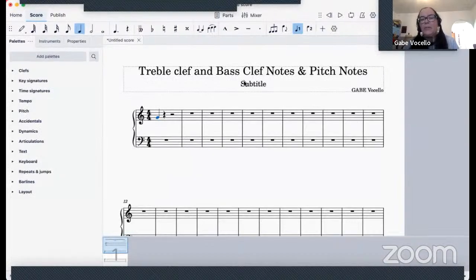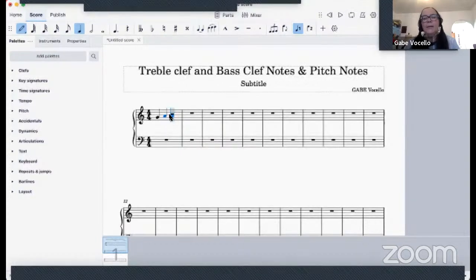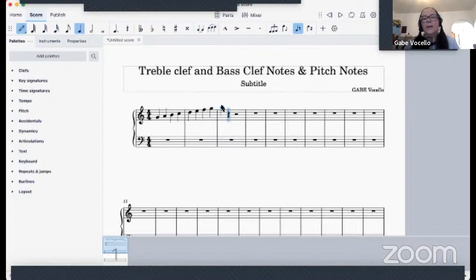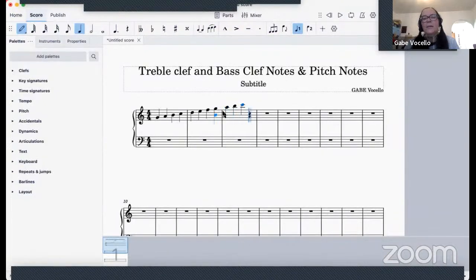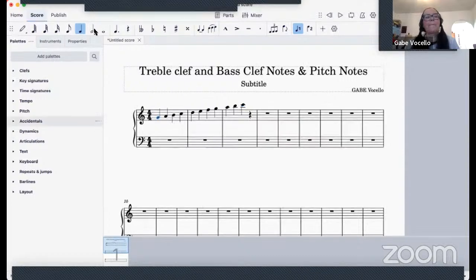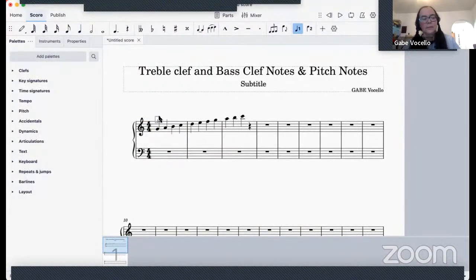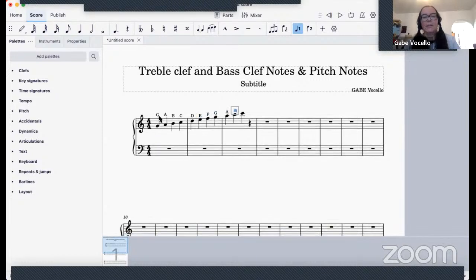If I'm going up on the scale, the note after G is A. The next one is B. The next one is C, D, E, F natural, G, A. Now let's add the name. This is the name of the note, not the pitch name, okay? A, B, C, D, E, F, G, A, B, C.